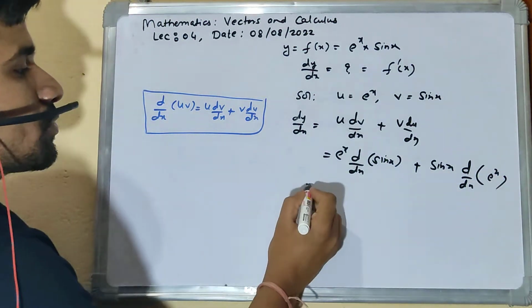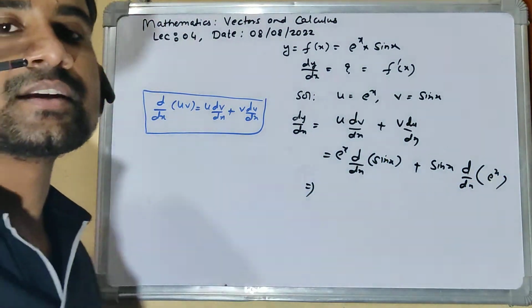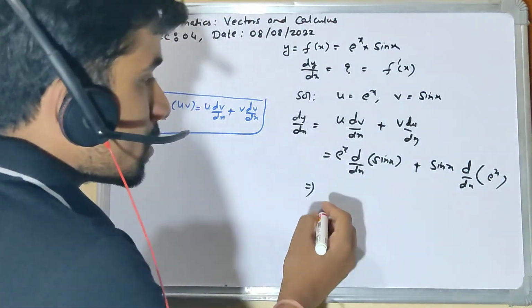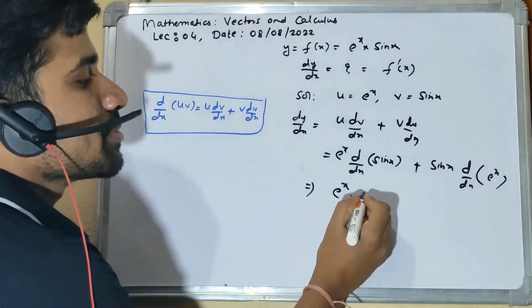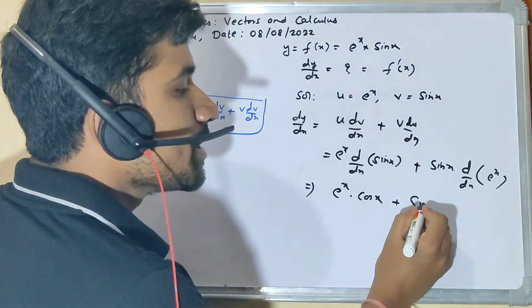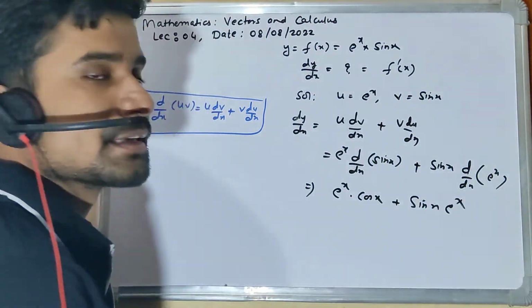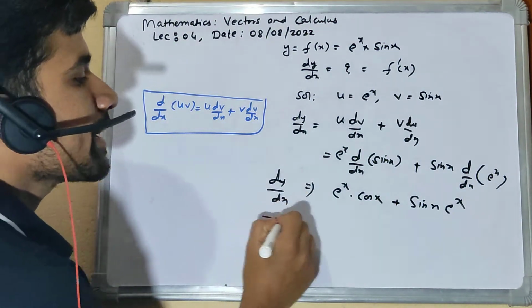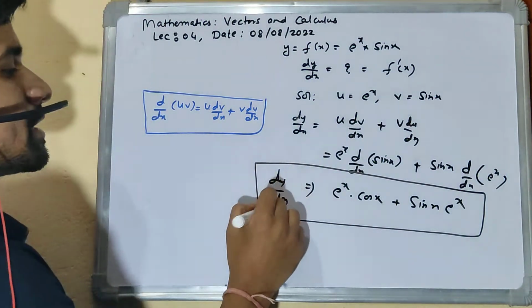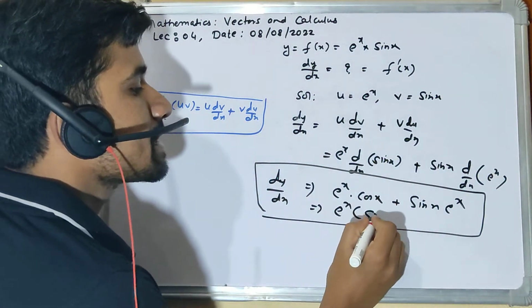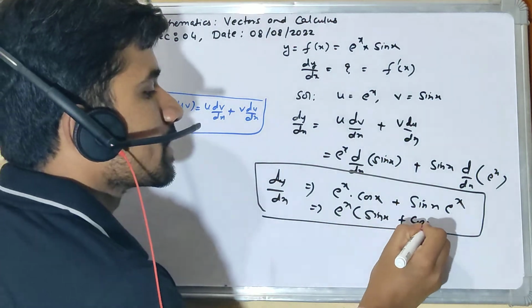We have already discussed differentiation of some standard functions: trigonometric functions, exponential functions, linear functions. So d by dx of sine x is cos x, and d by dx of e to the power x is e to the power x. So dy by dx of this function is e to the power x cos x plus sine x into e to the power x. I can take e to the power x common, which gives e to the power x times (sine x plus cos x).